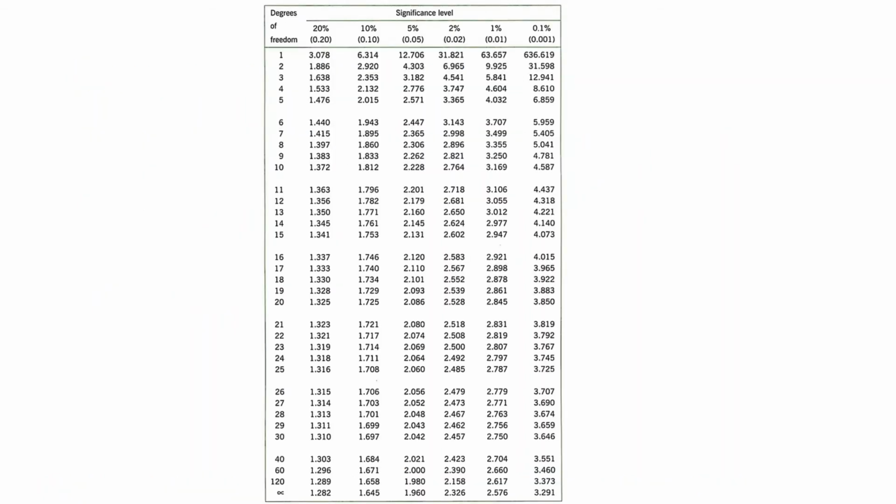So this is the table, you can find it anywhere on Google. It is extremely easy to find. Just type T test table and you will get this one. So now let me explain this.